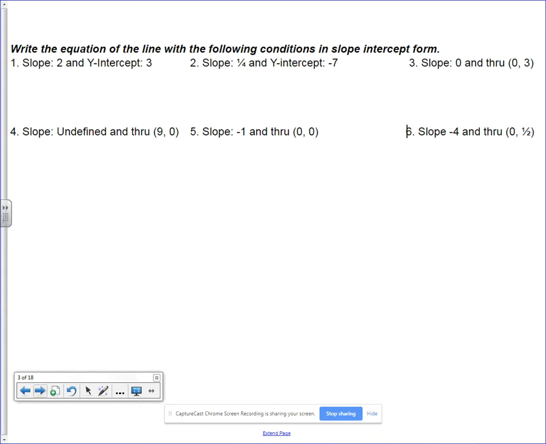I want to write the equation of the line with the following conditions in slope-intercept form. So I got to have a slope, I got to have a y-intercept. In number one, do I have both of those things? Great, so just fill them in. And what's the equation?